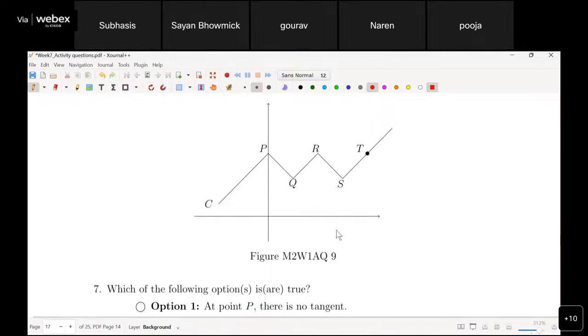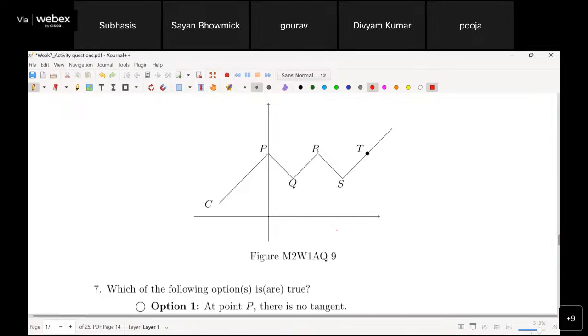So in some sense, there is no tangent at a point when there is a corner point. As you can see, this is a corner point. You will see why in week 8. For now, try to take it as a fact. When you have a corner point, you don't have a tangent. You'll see once you read differentiability, in the next week.